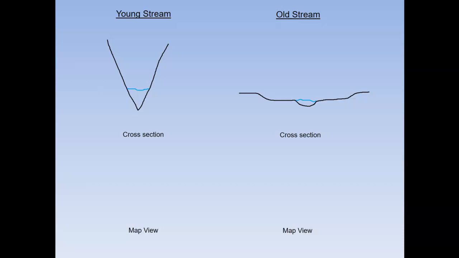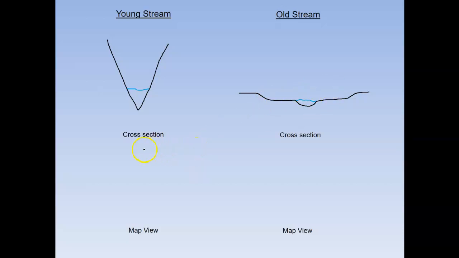There's nothing else. But over in my old stream, I have a stream channel that's in the middle, but I have this flat area on either side, which we're going to define as the floodplain. And the reason it has that floodplain is because my stream is now eroding more horizontally, side to side, and it's actually cut into this material here and created a floodplain. And of course, when water gets too much for the stream to handle and it floods, it will actually go out into the floodplain and cover that area.